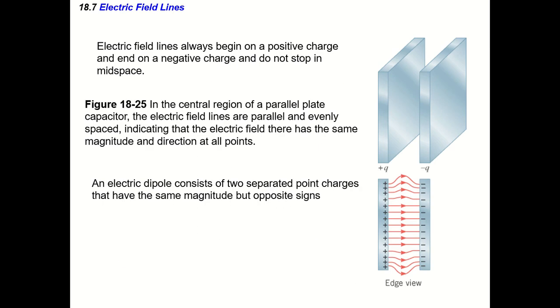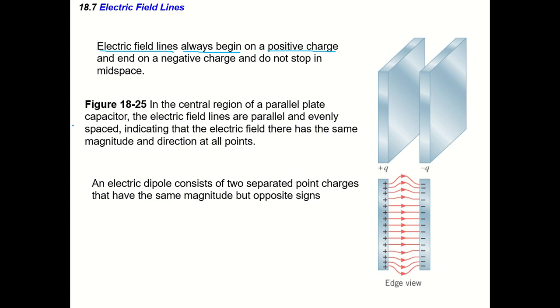So, another illustration and explanation. Electric field lines always begin on a positive charge. So remember this: electric field lines always begin on a positive charge. If you look at the arrow, it's directed towards the negative. So it starts from positive and goes to the negative.